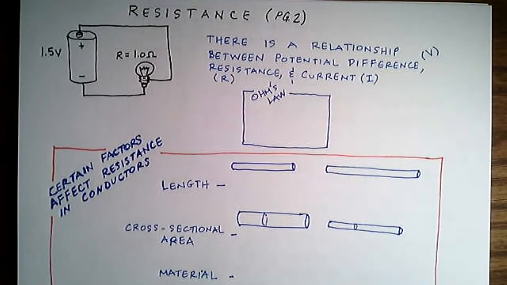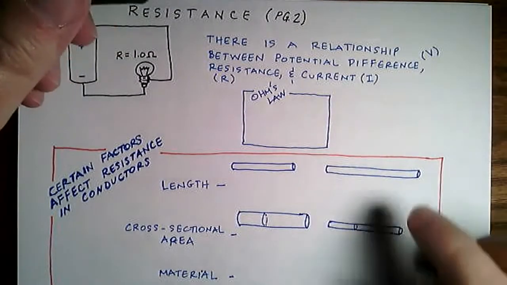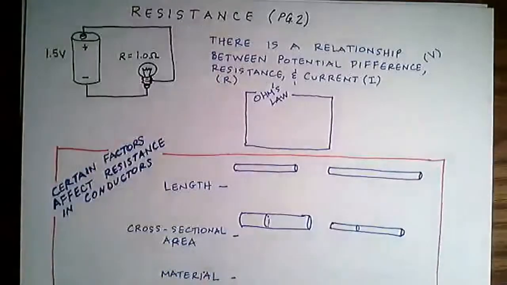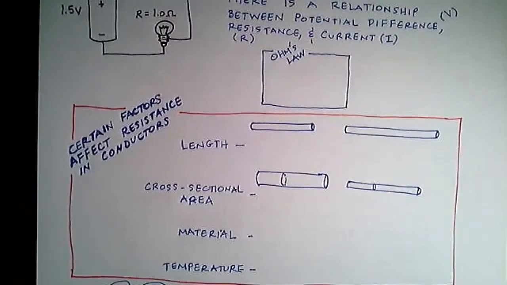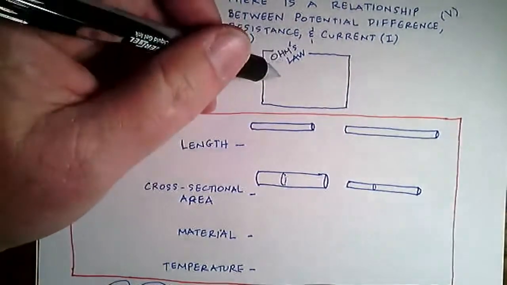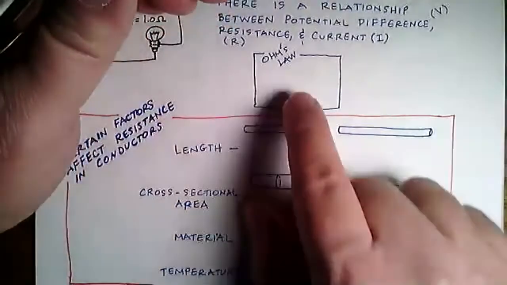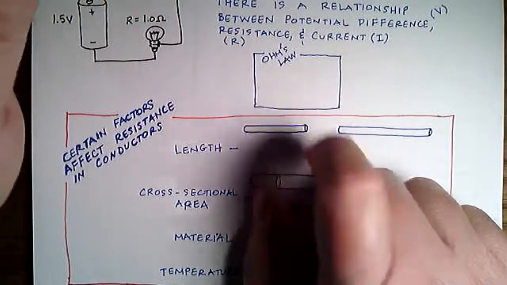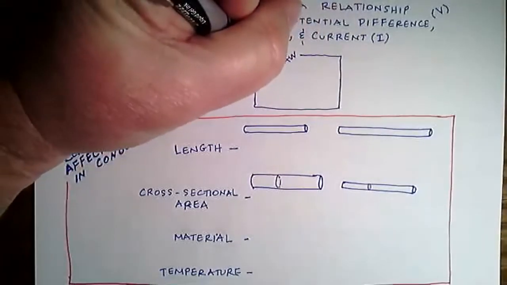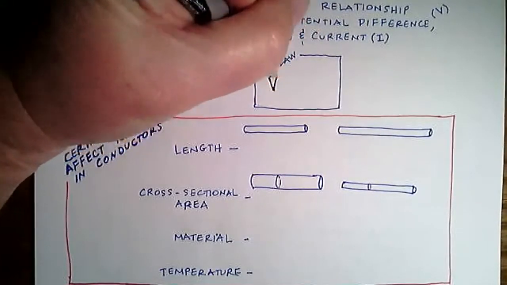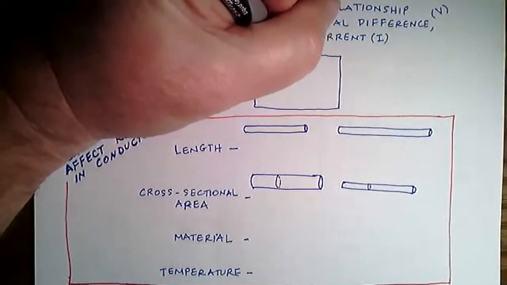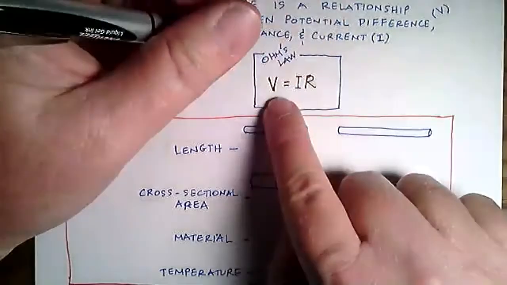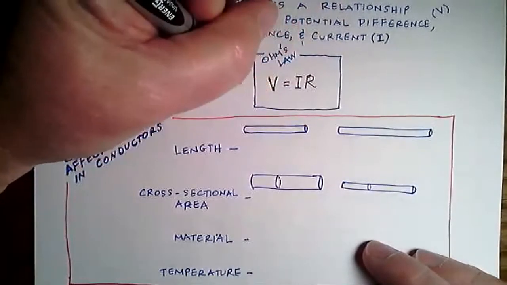Something that you guys should know is that there is a relationship between potential difference, resistance, and current. And this should kind of make some sense to you, I hope. We'll talk a little bit about that once I tell you that this mathematical relationship is something that's called Ohm's law. And basically, Ohm's law looks like this. V equals I R. Where V is voltage.